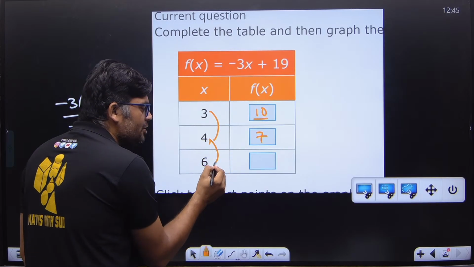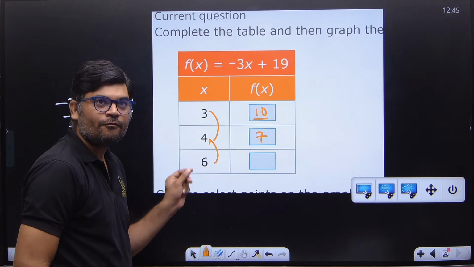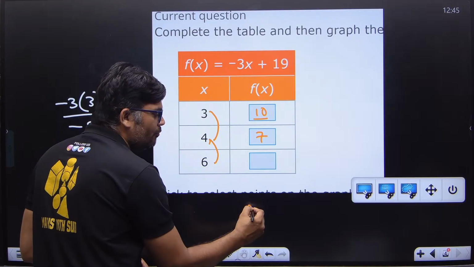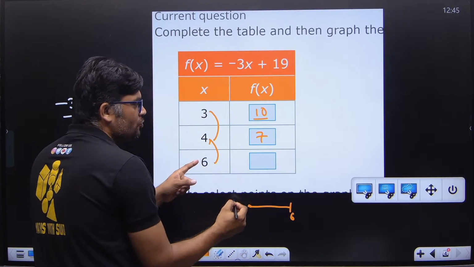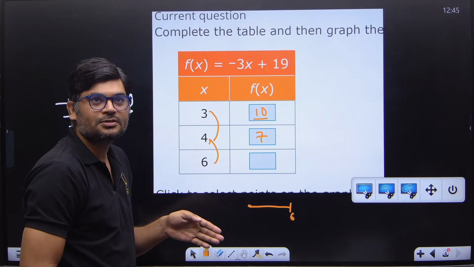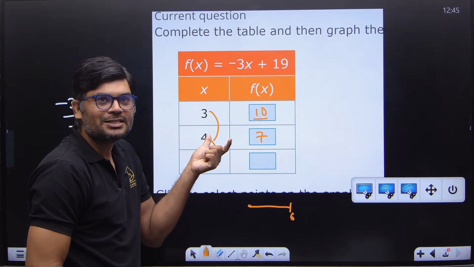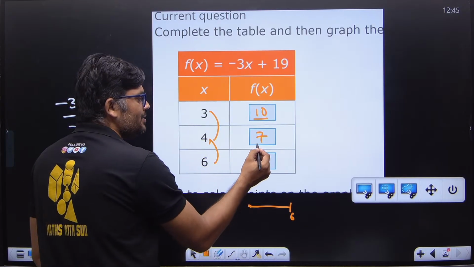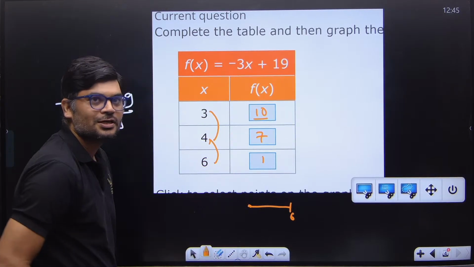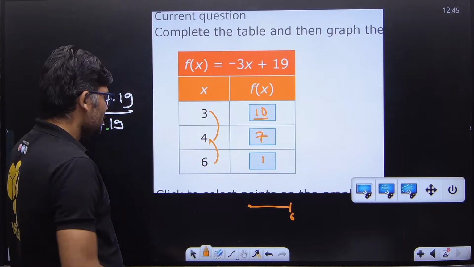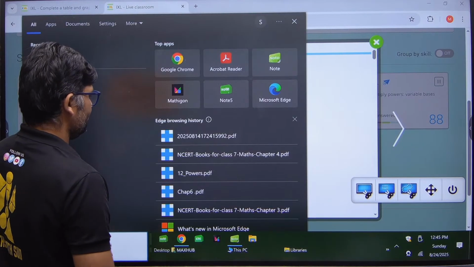Again, the graph is moved 2 units towards the right, from 4 to 6. For 1 unit, it is lessened by 3. For 2 units, it will be lessened by 6. So 7 minus 6 is how much? 1. Now we have to draw the graph as well.